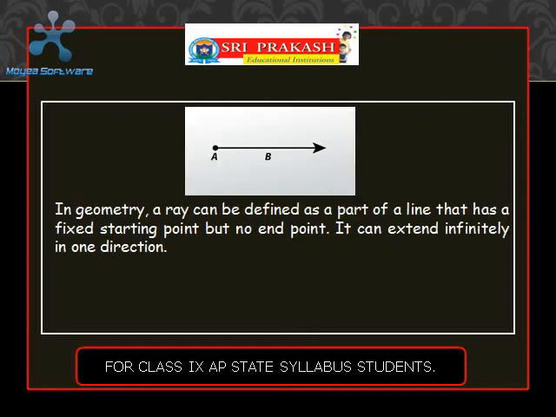Now, what is a ray? In geometry, a ray can be defined as a part of a line that has a fixed starting point but no end point. It can be extended infinitely in one direction.